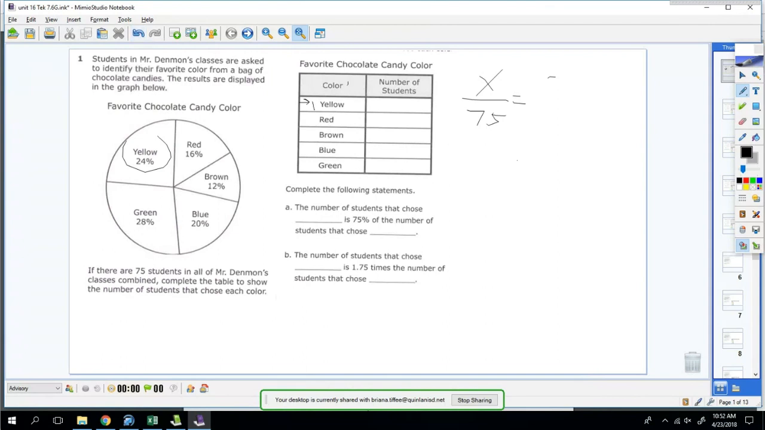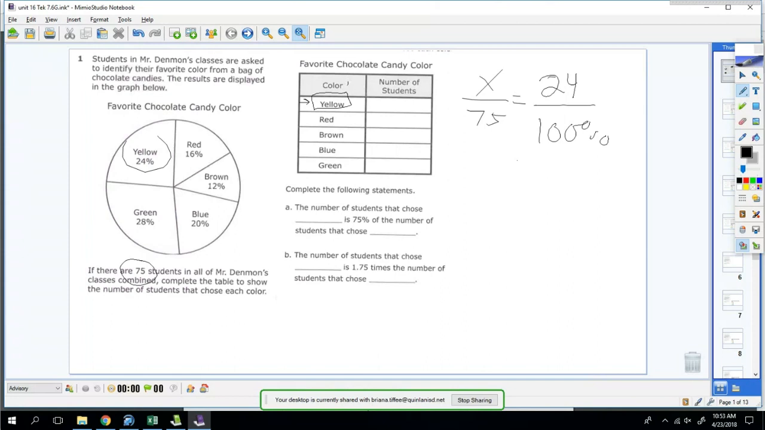So the first thing we're going to do is yellow. We're going to take a percent and find the number of kids that actually chose yellow. Since we don't know the number of kids that chose yellow, you're going to have x over 75. 75 is the number of kids who were surveyed. That's your total, which is why it goes on the bottom. Over here, you're going to have 24% over 100%, because 24% of the class chose yellow out of a total of 100%. This will help you figure out how many kids actually chose yellow.